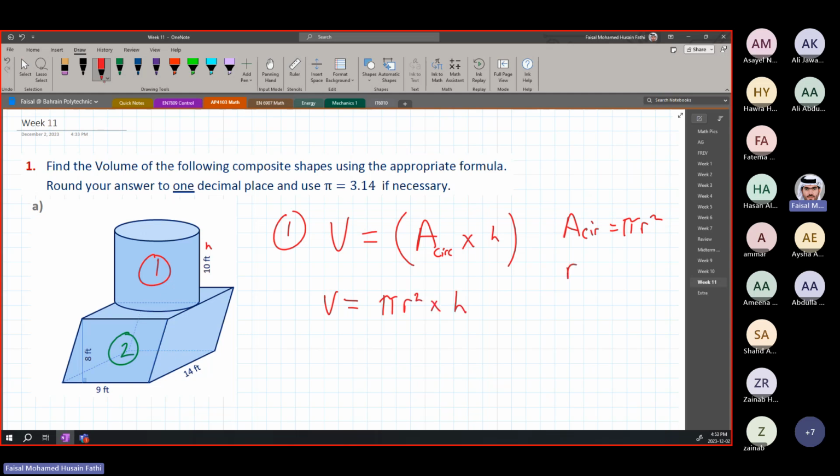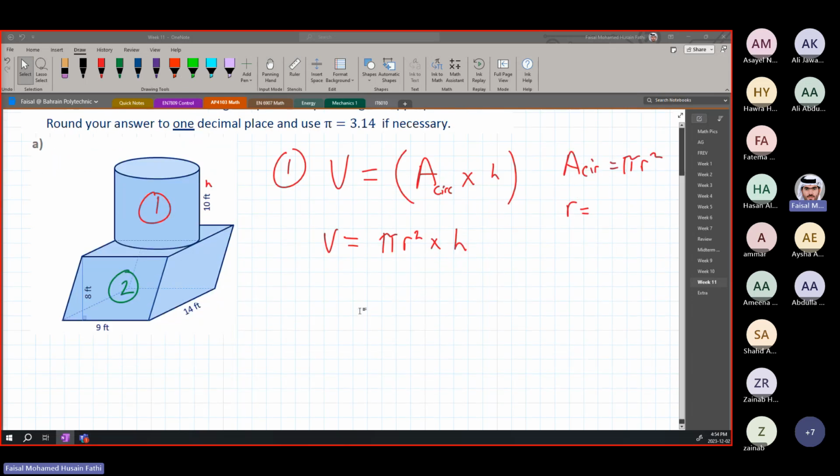We know that r is equal to how much? Come on, who knows how much r is here? I want to see if you guys can understand reading this figure. What is r in this case? It's not unknown, no. 4.5.